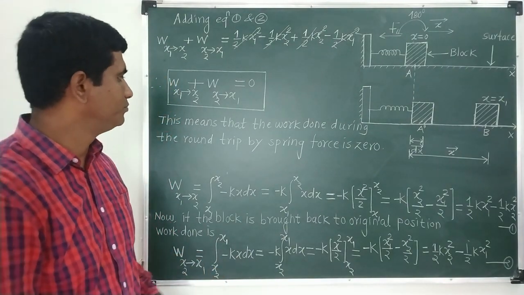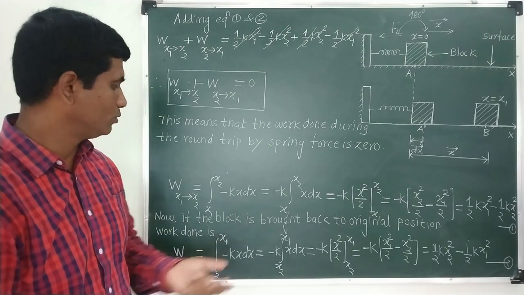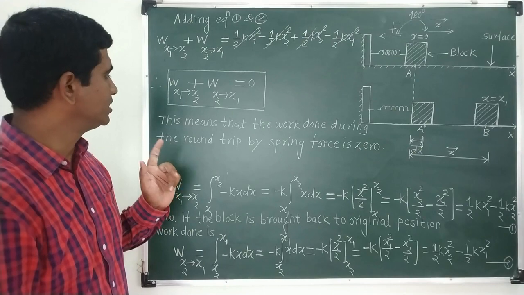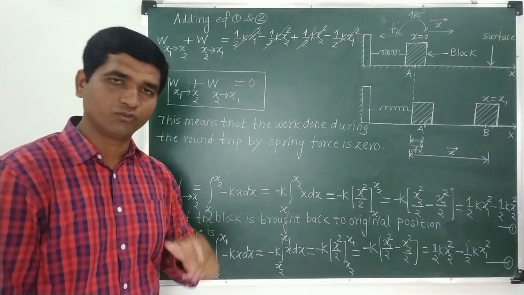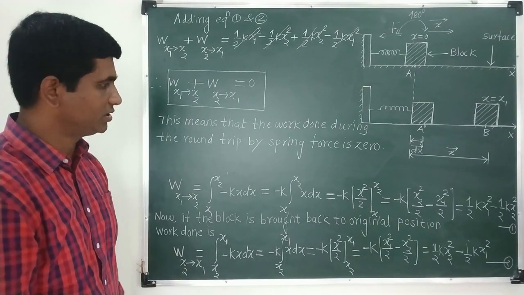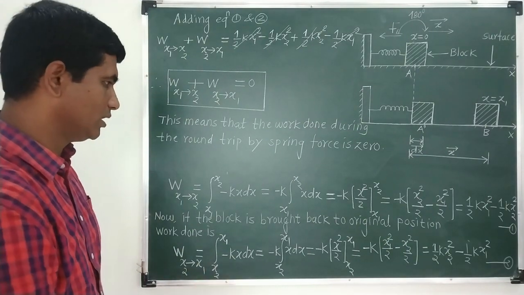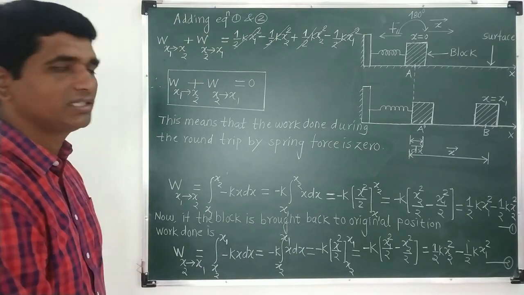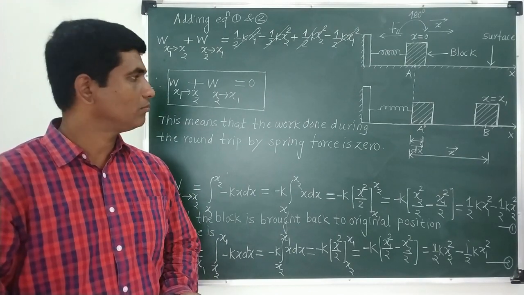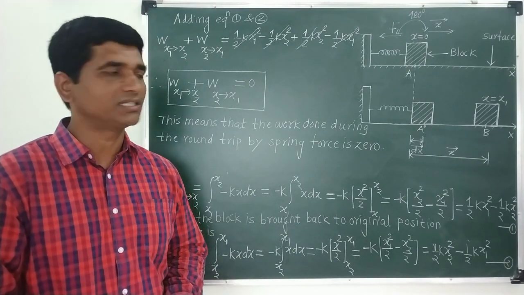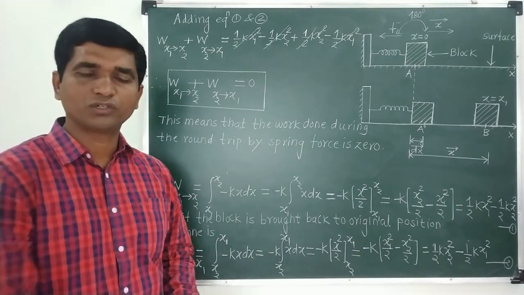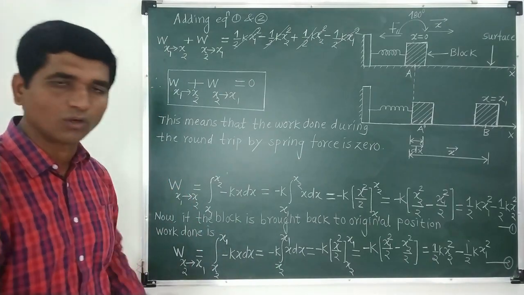This is the derivation which we were about to discuss today, and we had seen that the work done during a round trip by spring force is 0. This has a very good physical significance in the coming lectures, where we will discuss what is a conservative force and a non-conservative force. For these definitions we will require these examples. The work done by the spring force around the trip is 0, which means that it is a conservative force.